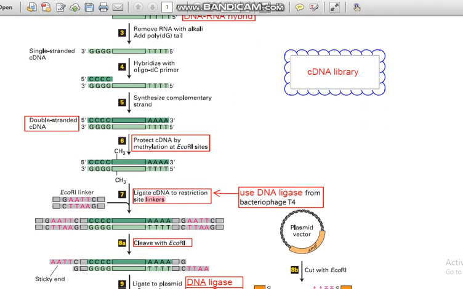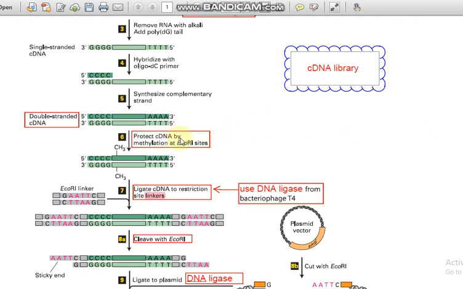Here we add one more thing. We protect the complementary DNA by methylation at the restriction site. This restriction site is used afterwards, and we don't want to cleave our DNA. That's why we are protecting our complementary DNA. Now we are adding a linker at both sides of this complementary DNA.